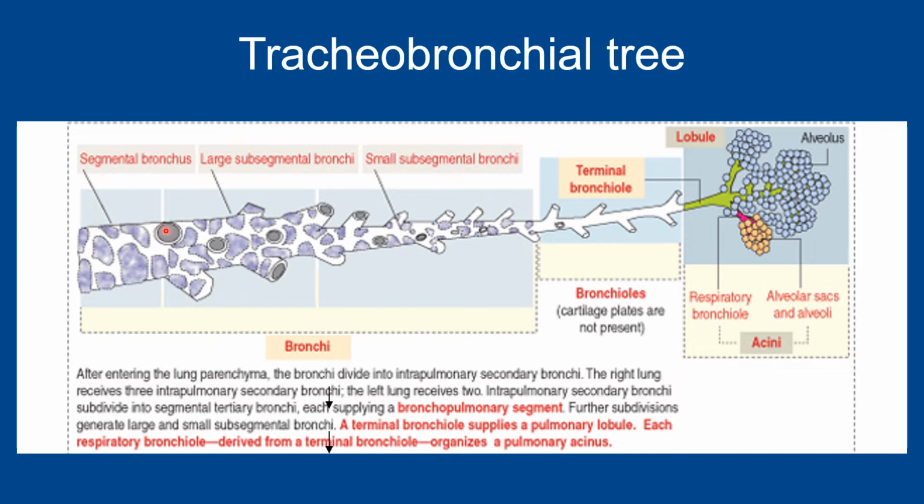This is showing the diagrammatic representation of the various divisions of the tracheobronchial tree. So first is segmental bronchus, then large segmental bronchi, small segmental bronchi, then after many subdivisions comes the bronchiole and the terminal bronchiole. There are a lot of differences between the bronchi and bronchioles. See, the green colored area is a portion of the bronchiole which supplies a group of acini, and one acinus is supplied by the respiratory bronchiole.